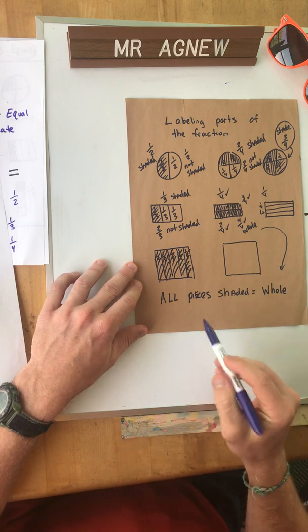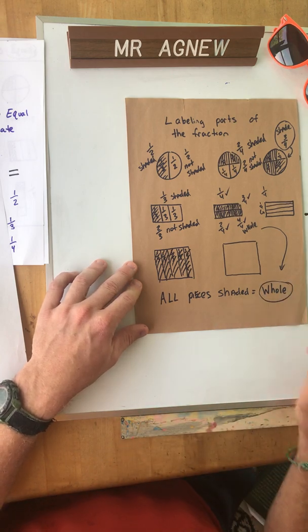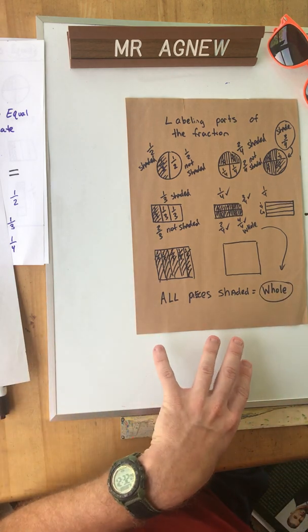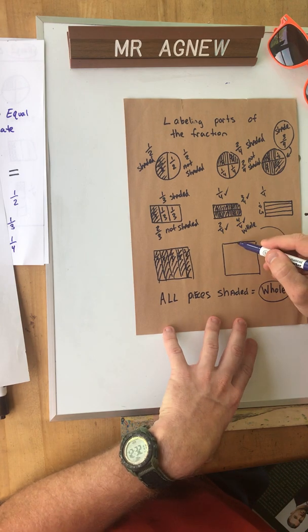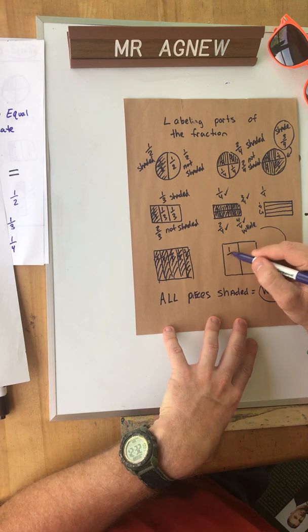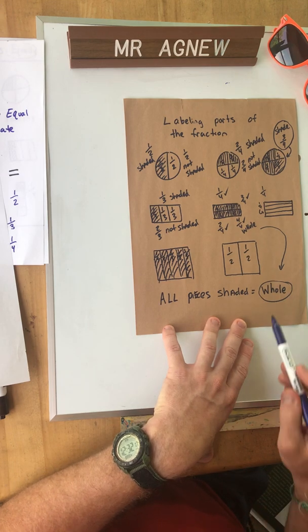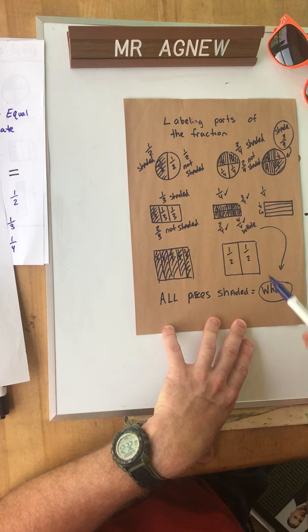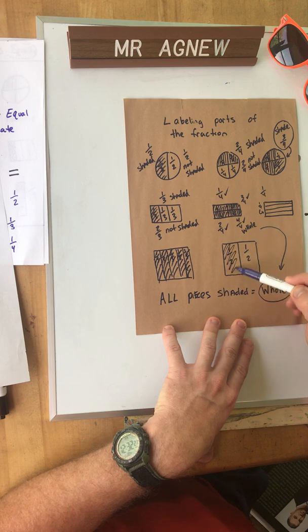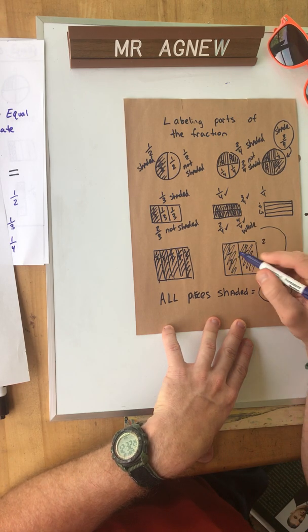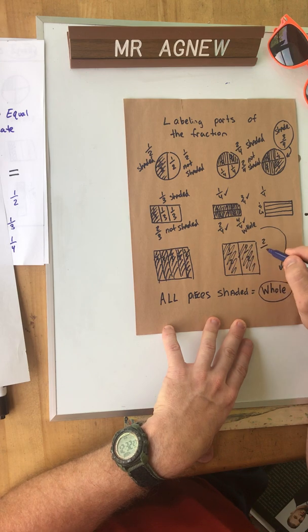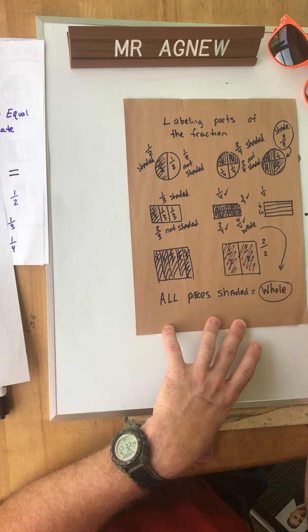If I shaded in all pieces, that equals a whole. All pieces equal a whole. So this one right here, I have it divided into halves. This is 1/2, this is 1/2. Let's shade the whole thing. Because what we actually did is we shaded 2 pieces and they were divided into halves.